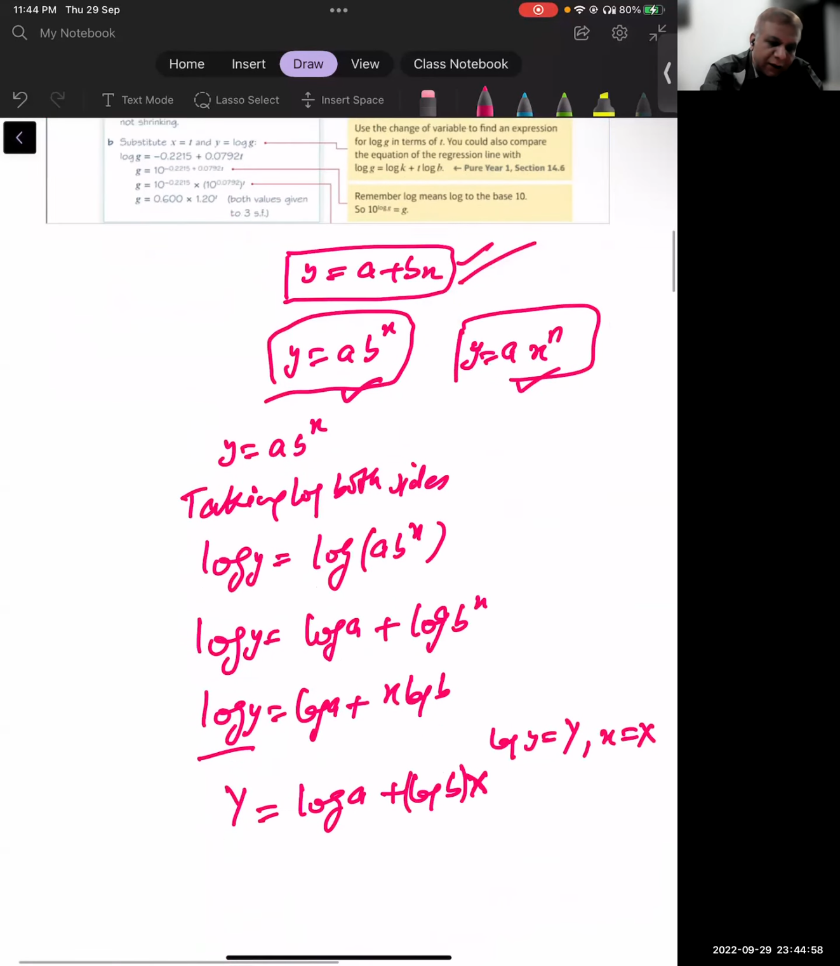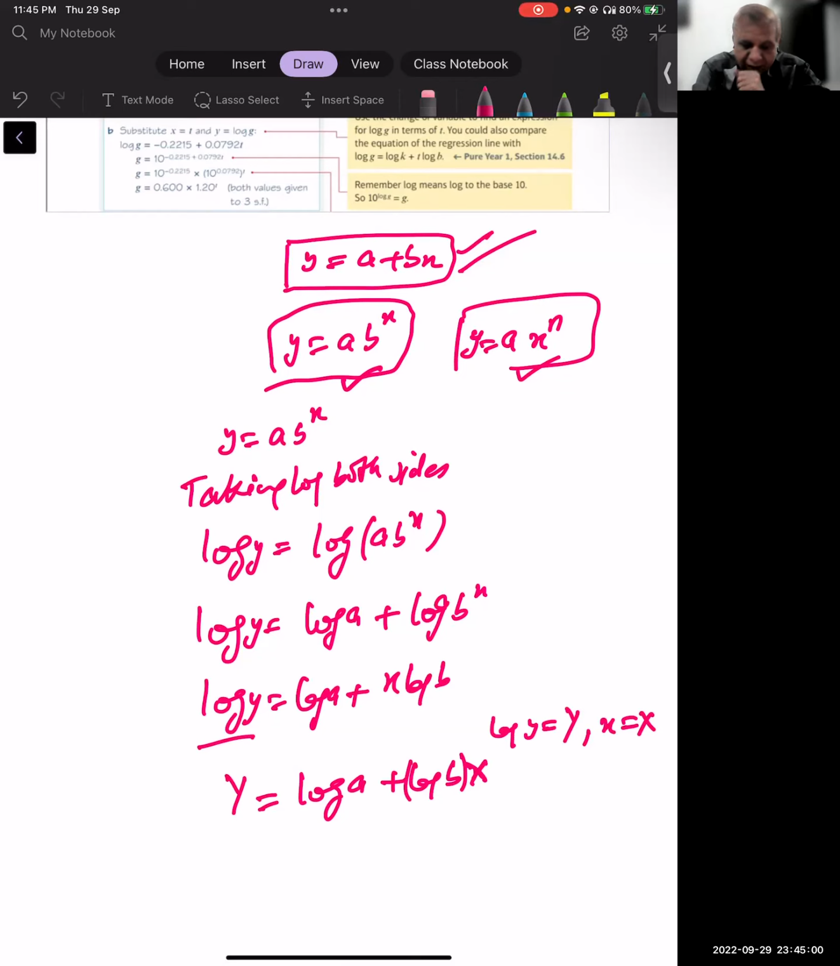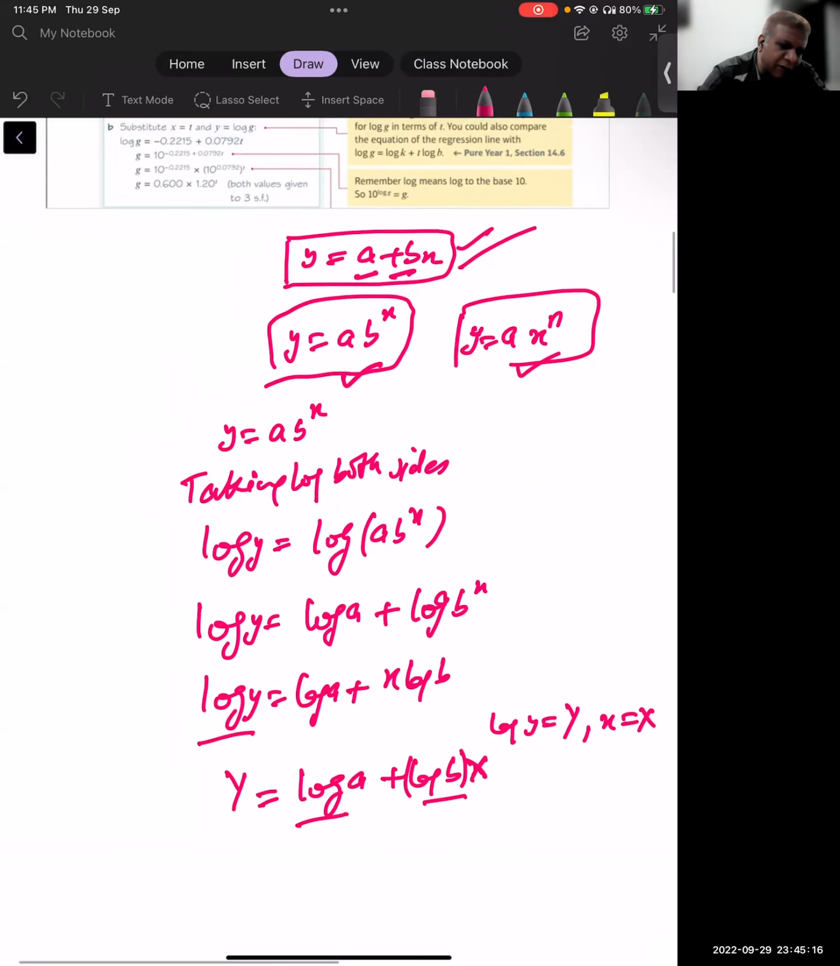Got it? In the same pattern, I was telling you this is a constant, A is a constant and B is a constant. Now they are saying log A and log B is a constant. Got it? Suppose a line is given to you.